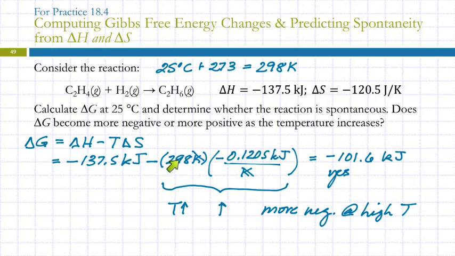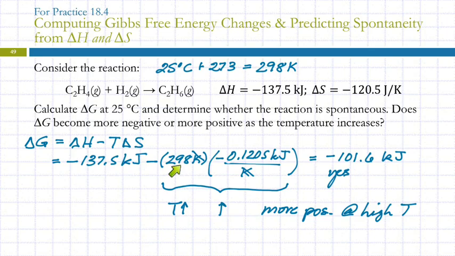As the temperature increases, no, you were right. I was testing you. No, I'm not a morning person. Aren't negative signs the worst? You really have to think through this.